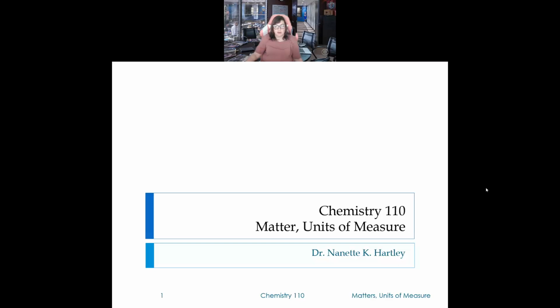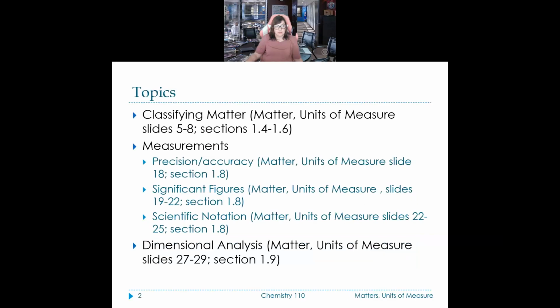So we're going to talk about matter and units of measure. In doing so, we're going to be talking about classifying matter. We're going to be talking about making measurements, things that are important to making measurements, dimensional analysis. Those are the things we're going to cover today.